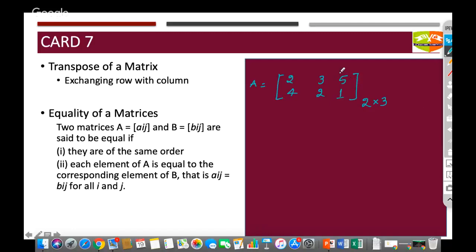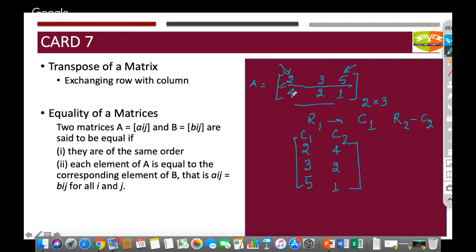Now if you exchange rows with columns, your row 1 would be made column 1. So I'm writing column 1 here, and I'll write all the elements of row 1 exactly in column 1. Similarly, this is row 2, so row 2 would be converted to column 2. You should not start from the right hand side, you should start from the left hand side. So I'm starting from 2 and writing 2 3 5 in a vertical manner so that it comes into a column. And similarly, I'm taking 4 2 1 and writing it in a vertical manner in the second column.